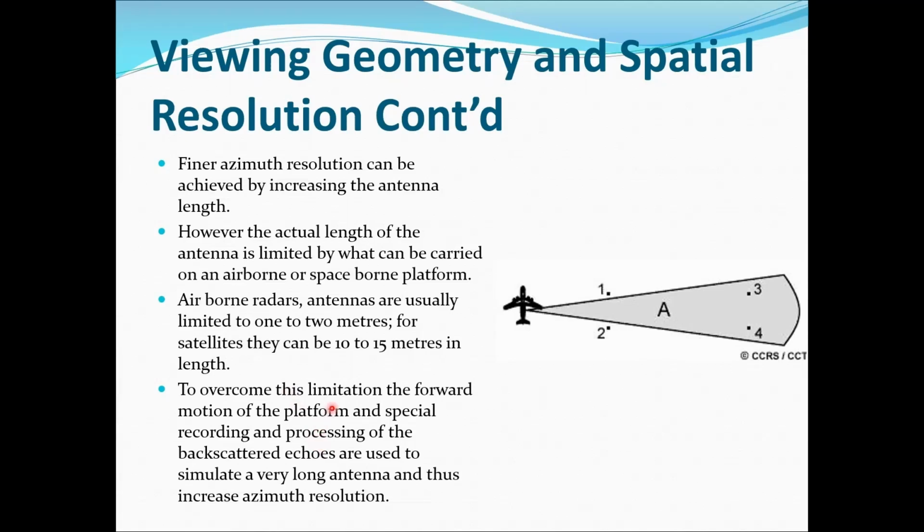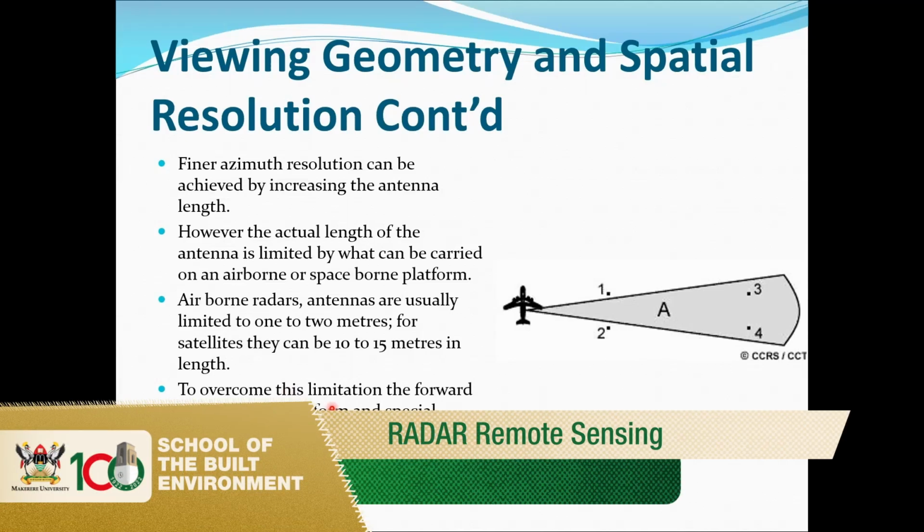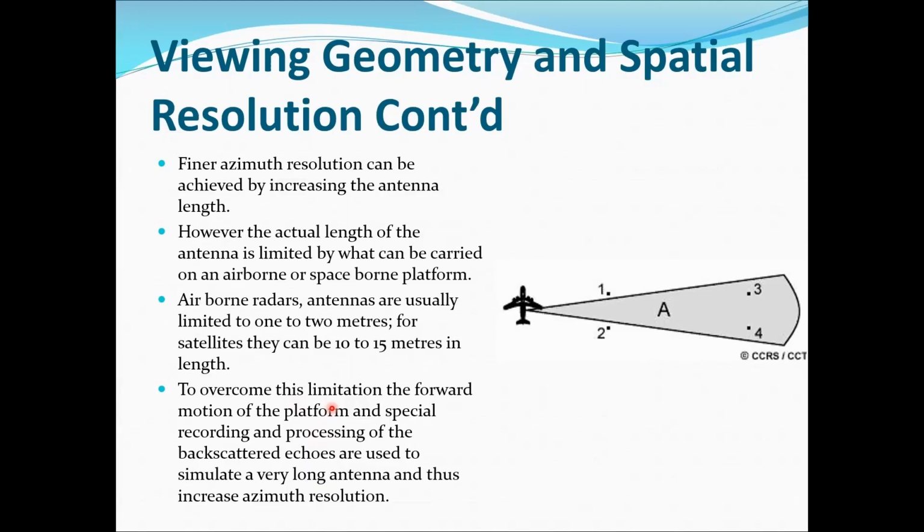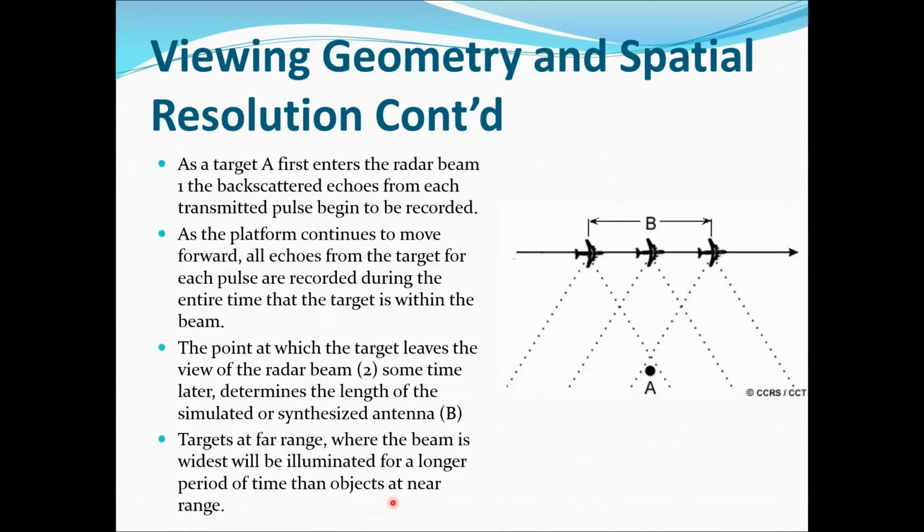The radar comes up with something we call a synthetic antenna, an artificial antenna, not a real antenna. To overcome this limitation, the forward motion of the platform and a special recording process of the backscattered echo are used to simulate a very long antenna and thus increase the azimuth resolution. So the azimuth resolution of radar is increased by simulating a very long antenna, that 1 kilometer. It's just simulated. It's not done for real.